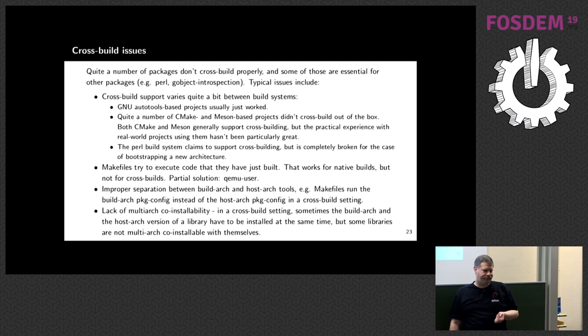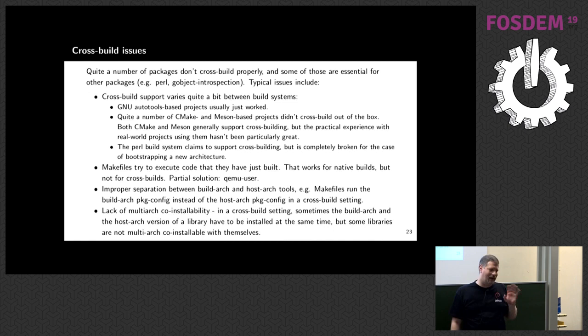And then there are some cases of packages that are not multi-arch co-installable with themselves. That can happen: I'm using a tool to build a package which has a library dependency, and the code I'm trying to compile for RISC-V also requires the same library in a RISC-V version. With most libraries in Debian, it's possible to co-install both at the same time, but there are libraries where that doesn't or doesn't yet properly work, so we had to work around that.